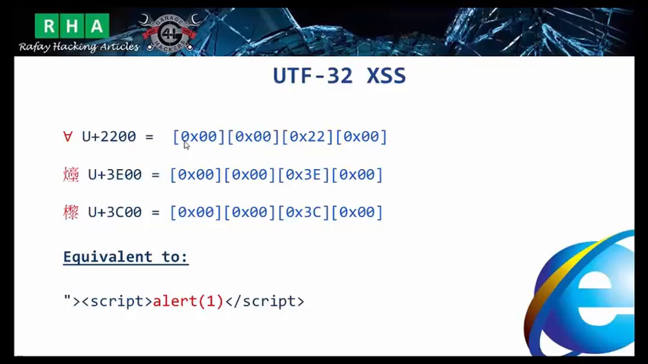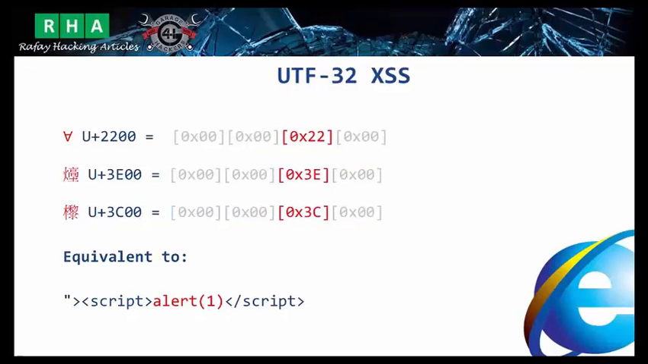So if we dissect U+2200, we will see that we have a null byte over here, a null byte over here, and a null byte over here. And as we know that Internet Explorer ignores null bytes everywhere, this means that in the end we have 0x22 left, which is double quotes, 3E, which is closing bracket, and 3C, which is opening bracket. So this is how this attack really works.